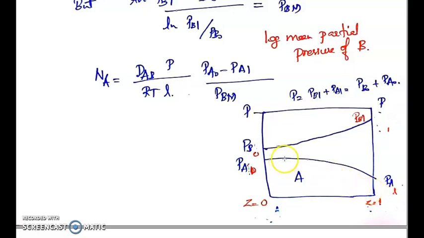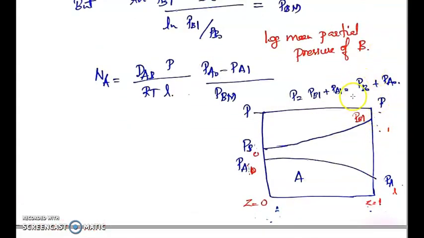Similarly, we have a pressure of B at both these locations. The pressure of B at z equal to 0 is PB0, and the pressure of B at z equal to L is PBL, and the total pressure is P. You can see it can be obtained by adding the partial pressures at the two locations. So P is equal to PB0 plus PA0, and P is also equal to PBL plus PAL.